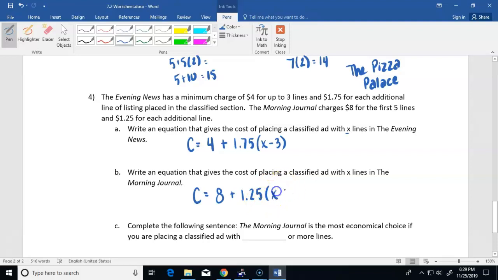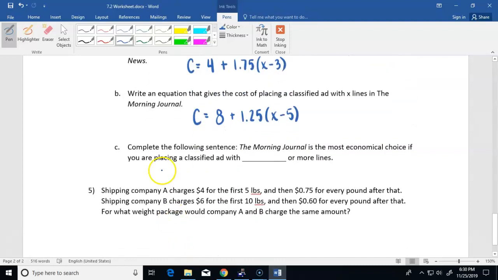They're going to charge you $1.25, not for every line, but just the ones that are above 5. So if we put x minus 5 right here, then that'll only charge for the ones that go above 5. For example, if we had 7 lines, we'd have 8 plus 1.25 times 7 minus 5. 7 minus 5 would give us 2. They're only charging you $1.25 for those 2 lines above your 5 lines, or I guess not free, the ones that cost $8.